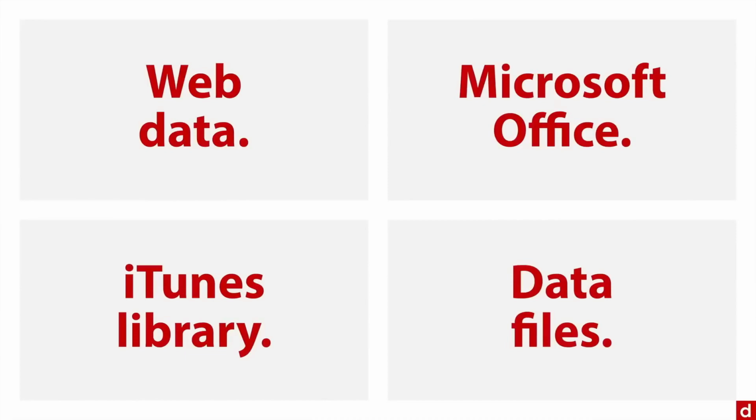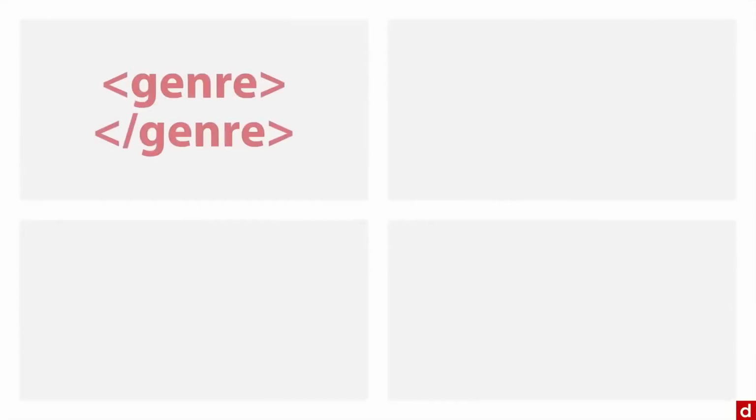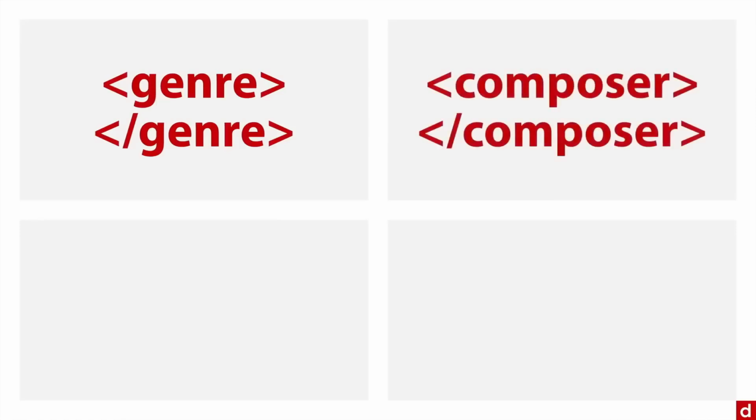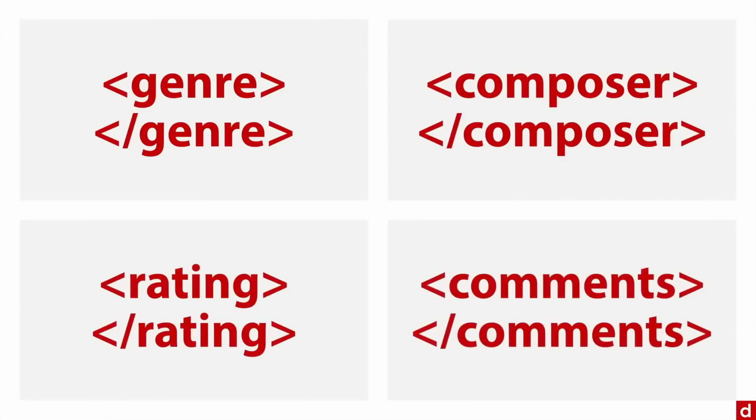And for XML, tags use opening and closing angle brackets just like HTML did. Again, the major difference is that you're free to define the tags however you want. So for instance, thinking about iTunes, you can define a tag that's genre, and you have the angle brackets and genre to begin that information, and then you have the angle brackets with the backslash to let it know you're done with that piece of information. Or you can do it for composer, or you can do it for rating, or you can do it for comments. And you can create any tags you want, and you put the information in between those two things.